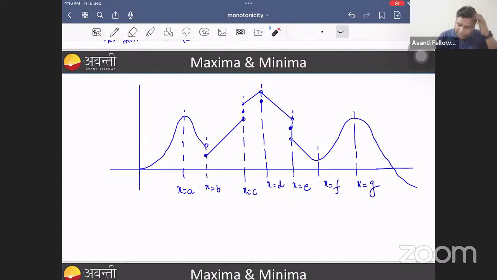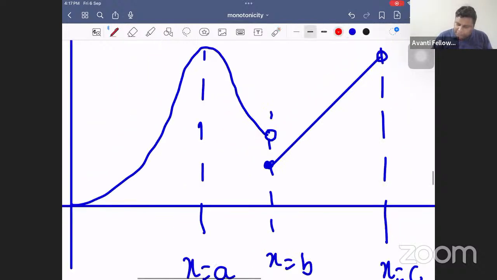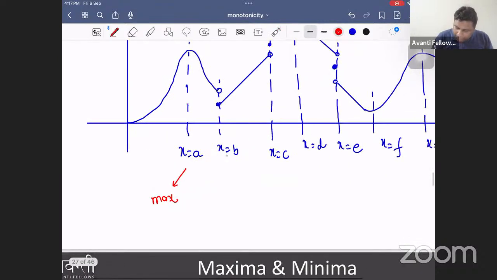See, at x equals a, what is happening? Both the neighbors have lesser value than the value at x equals a. So x equals a is what? Point of maxima. Now, at x equals b, what is happening? See, to the right of b, the value is going greater. To the left of b, the value is also greater. Got it? So this x equals b is what? Point of minima.